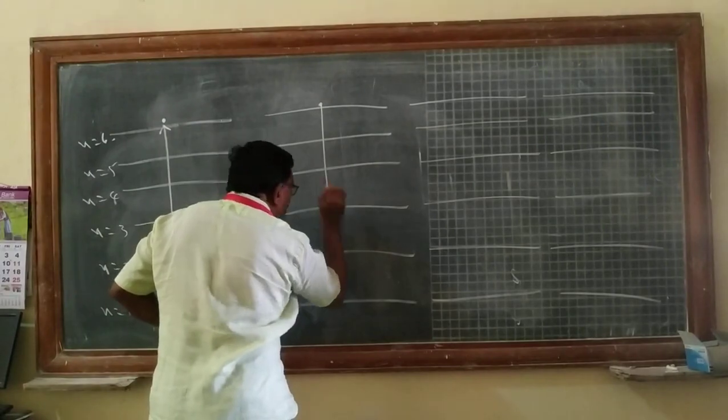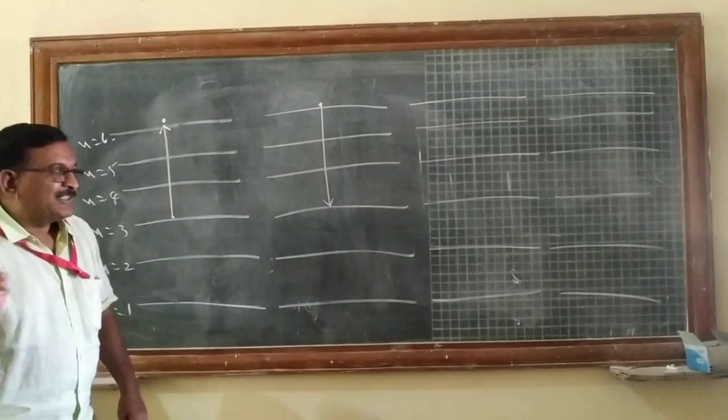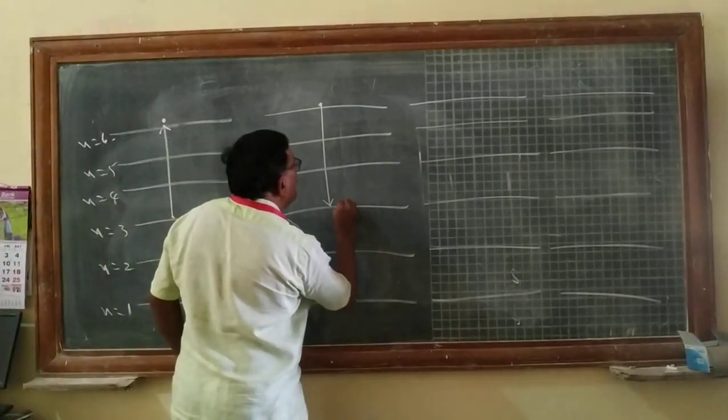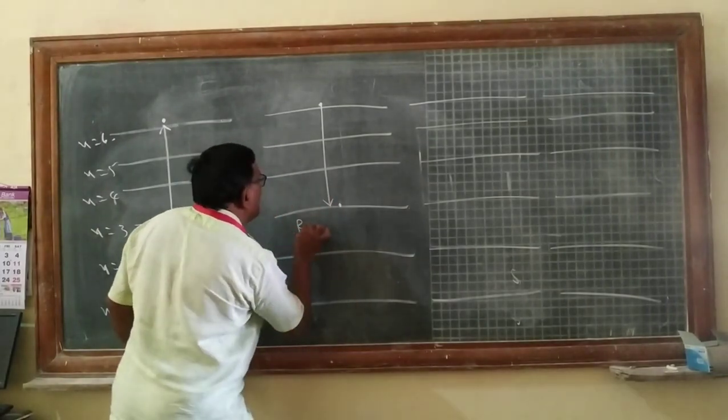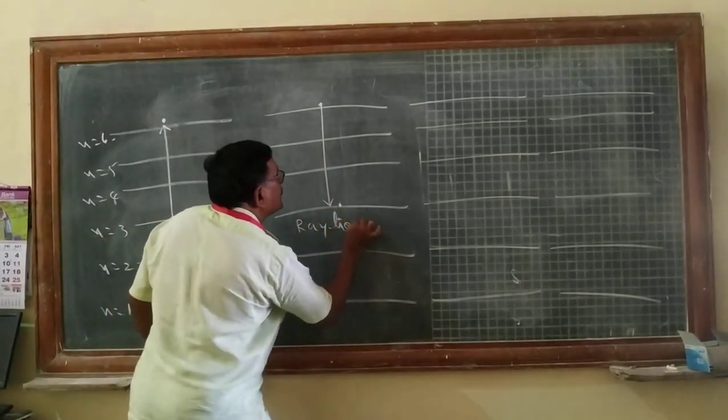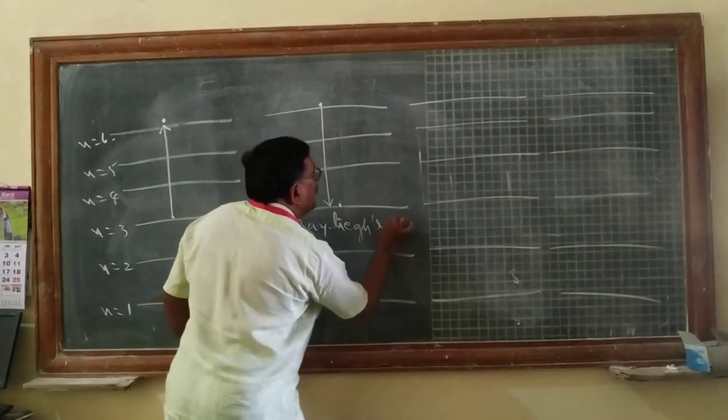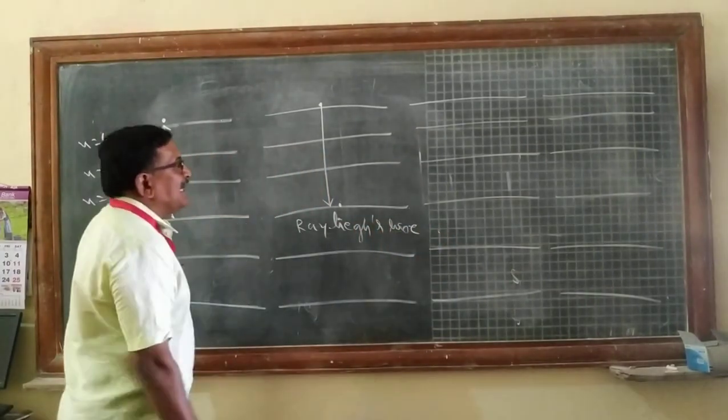The n is equal to 3. So this is called Rayleigh's line.